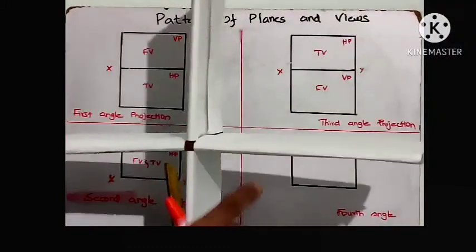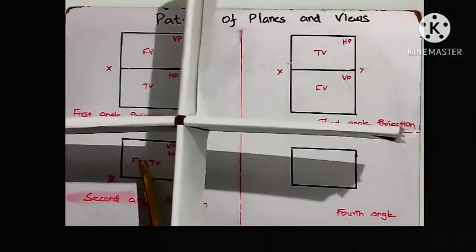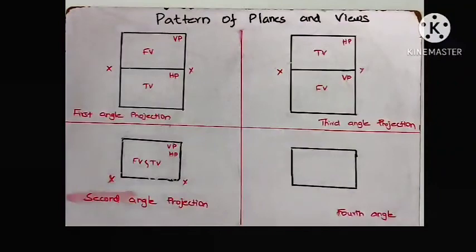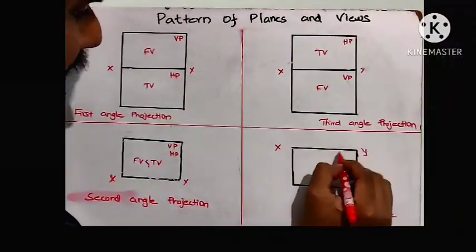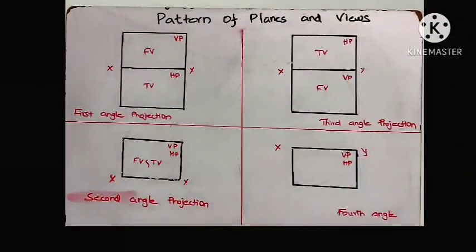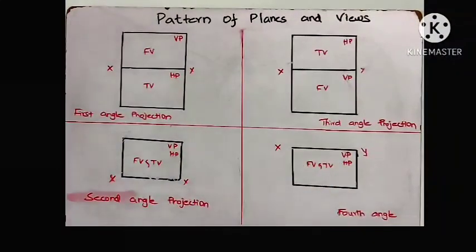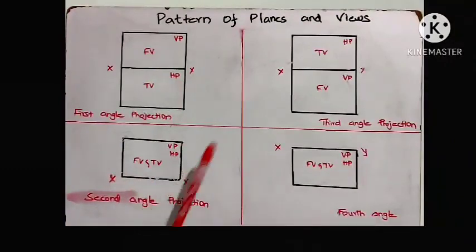Similarly, this is the fourth quadrant, and if I rotate the horizontal plane clockwise 90 degrees, what will happen? The horizontal plane and the vertical plane will overlap below the reference line. This will be my reference line, and you will get the VP and HP overlapped, and the front view and top view you will get here. So this is the pattern of planes. For first angle projection you will get it like this, second like this, third like this, and fourth like this.